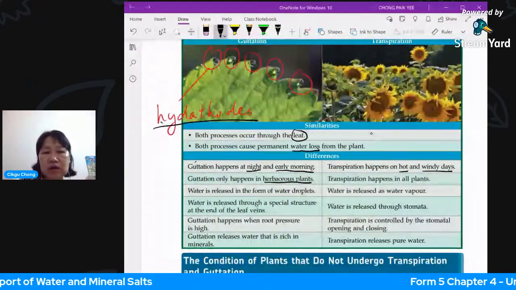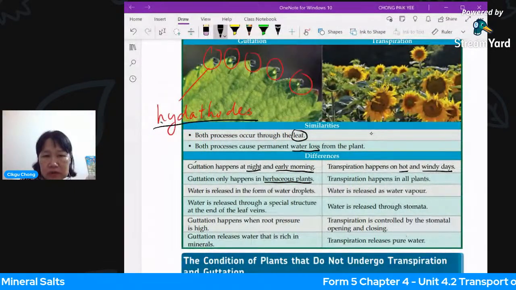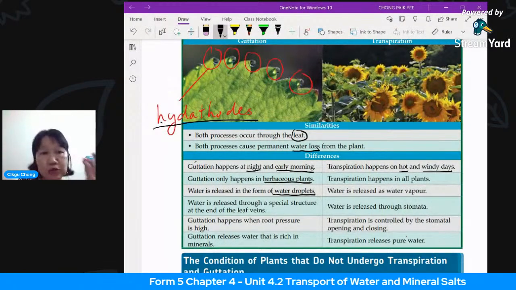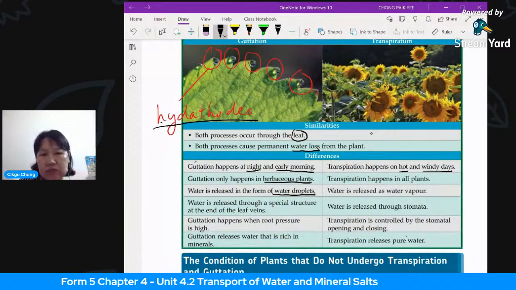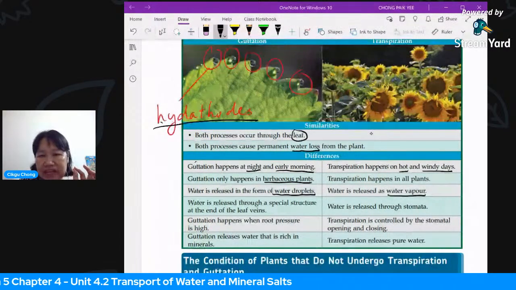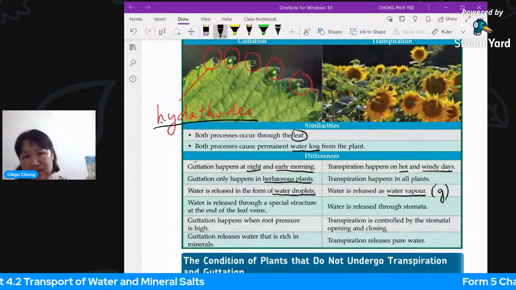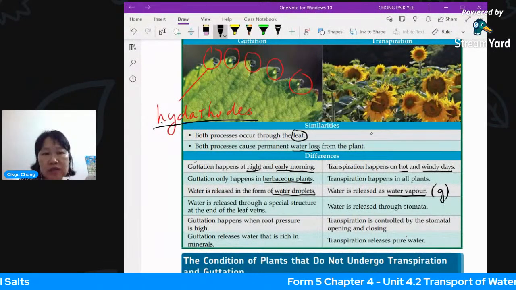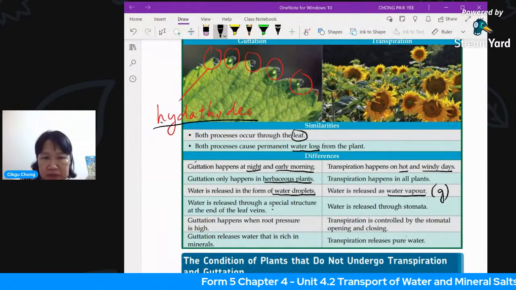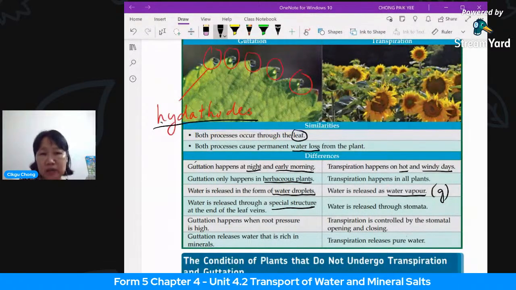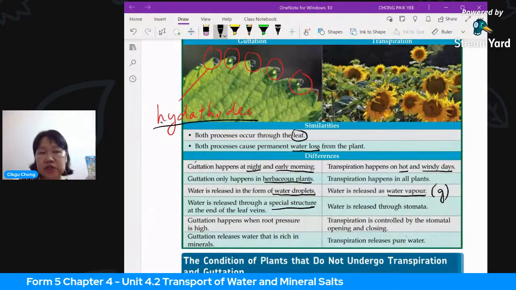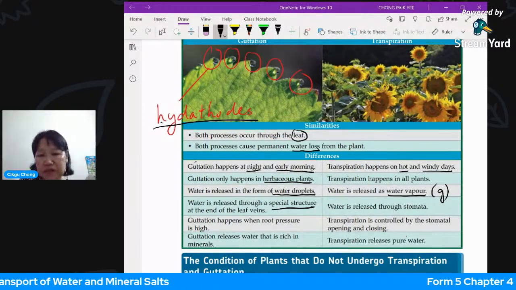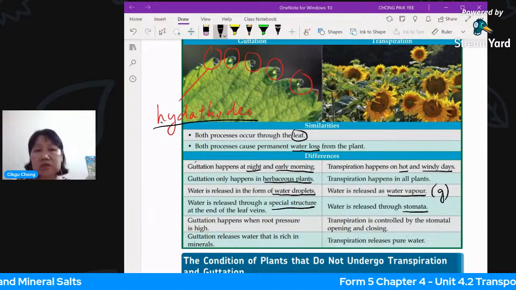Number 3, water is released in the form of water droplets. You can actually see the water droplets there in liquid form. But for transpiration, it is water vapor in gaseous form, which you cannot see. It just disappears into the air. Next, water is released through a special structure. The special structure is known as hydathodes. And for transpiration, it of course happens through the stomata.